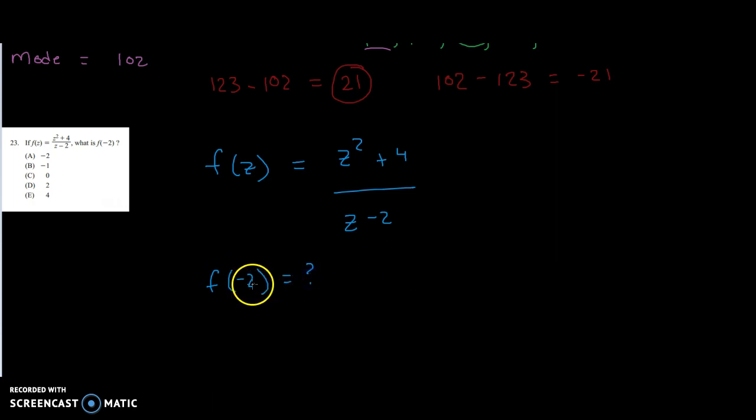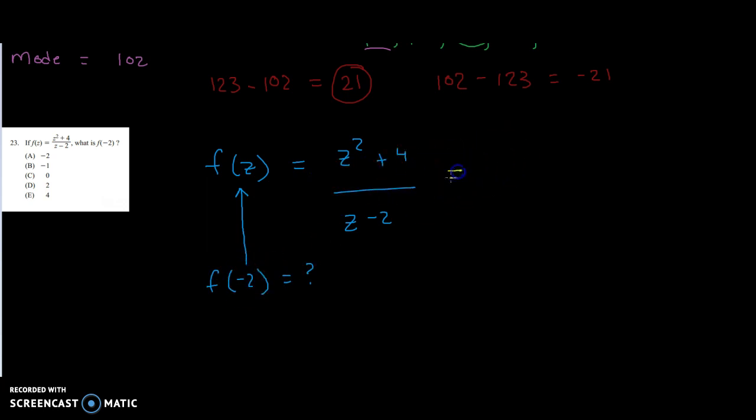If we have a function such that f of z is equal to z squared plus 4, all of that divided by z minus 2, and then they want to know, well, what would f of negative 2 be? Well, remember, all that means is that we just replace every z. The negative 2 corresponds to a z. So every time we see a z, we're going to replace it with a negative 2, and we're just going to solve for it. But, very importantly, you need to put parentheses around every time that you see the z, because that helps you make sure that you're taking care of the negative sign appropriately.